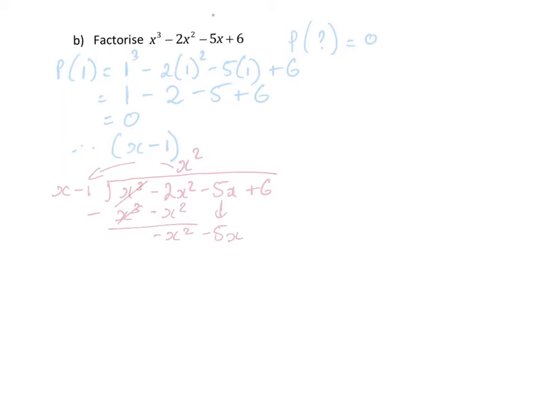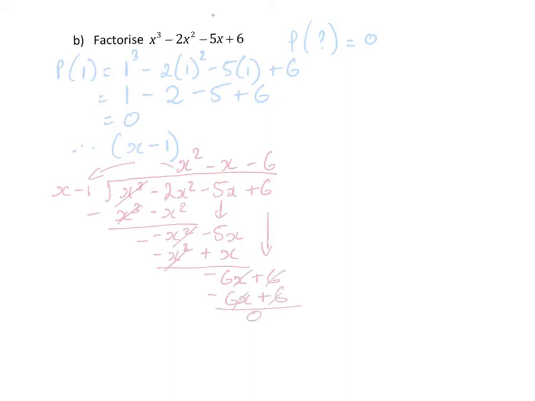X goes into minus x squared, minus x times. So that gives me minus x times x, which is minus x squared, sorry. Minus x times minus 1 is plus x. Subtract, and that's gone. Minus 5 minus 1 is minus 6x. And then bring down the plus 6. X goes into minus 6x, minus 6 times. And minus times minus is a positive. Remember, we should be ending up with 0 here.